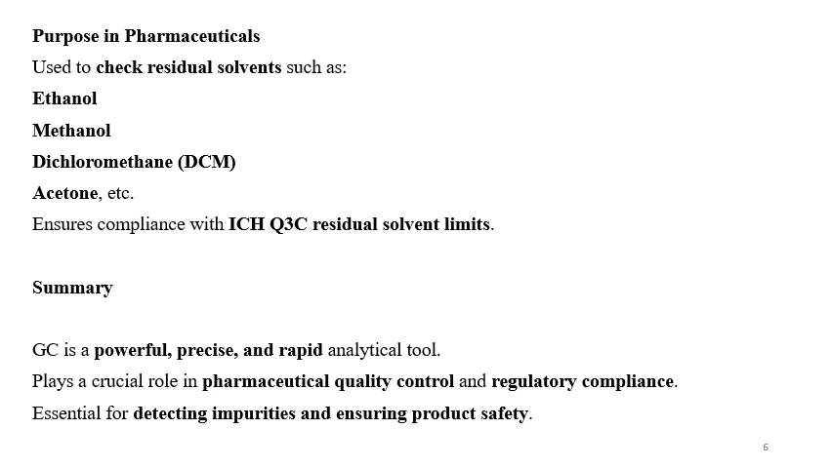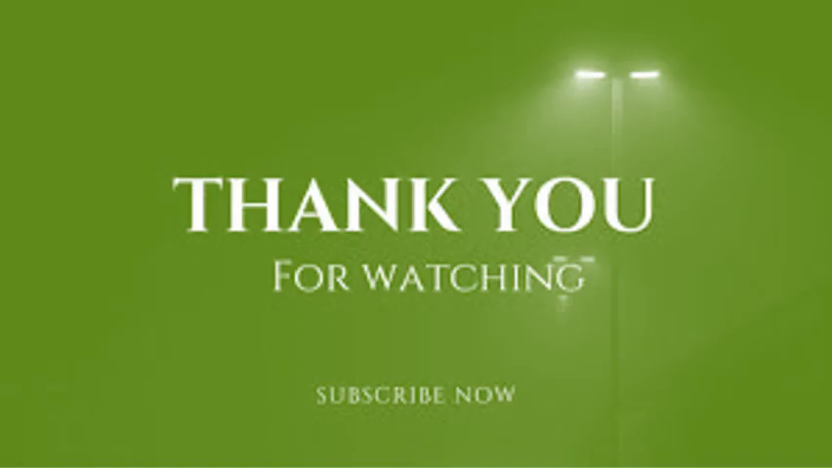GC is a precise, powerful and rapid analytical technique to detect solvents and volatile substances. It plays a crucial role in pharmaceutical quality control and regulatory compliance, and it is essential for detecting impurities and ensuring product safety. This is the information on GC, and in upcoming videos I will be covering analytical instruments and analytical techniques for pharmaceuticals. Thank you for watching the video.